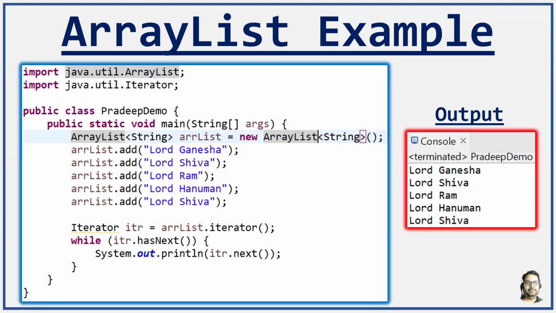Now if you take the example of ArrayList, in my Pradeep demo class I created an object of ArrayList, and I added elements like Lord Ganesha, Lord Shiva, Lord Ram, Lord Hanuman. And intentionally, I added Lord Shiva 2 times, because I want to show you that if you use ArrayList, it allows duplicates and also maintains the order. In the output, the elements come in the same order in which I inserted them: Ganesha, Shiva, Rama, Hanuman, and Shiva. And it allows the duplicate, so you can see that Lord Shiva appears 2 times. So this is ArrayList.